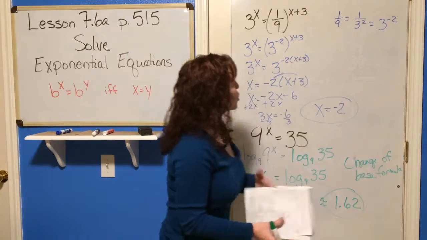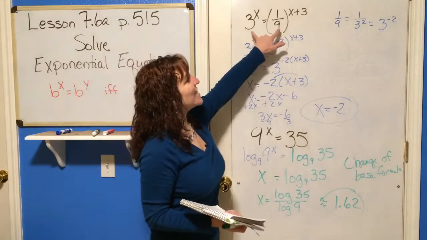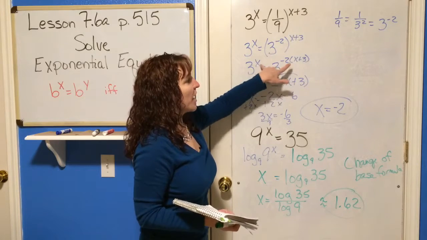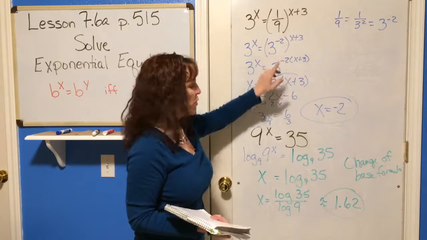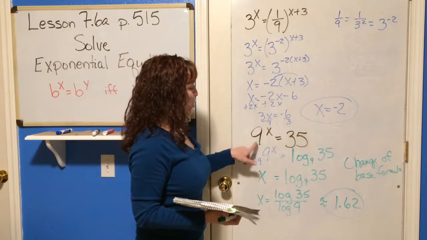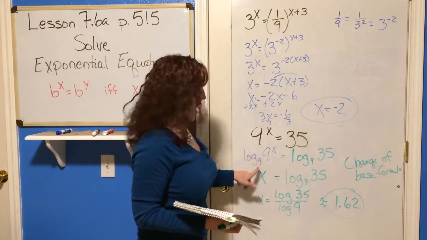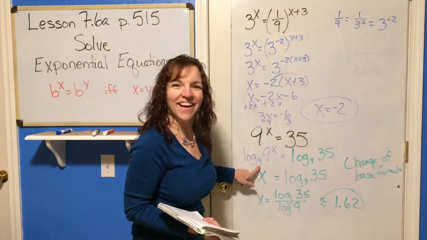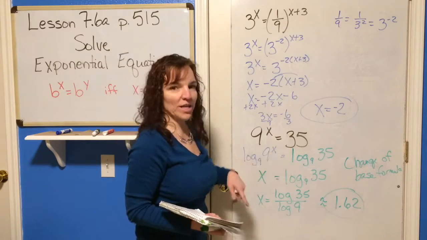All right? So if you can get the same base, then set your exponents equal to each other. If you cannot get the same base, then take the log of both sides using the base of your exponent as the base of your log. And that will free up your exponent.